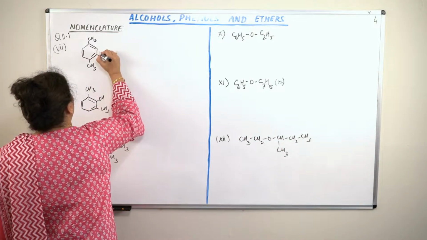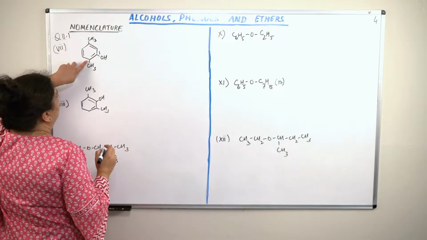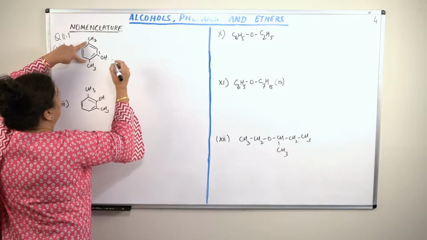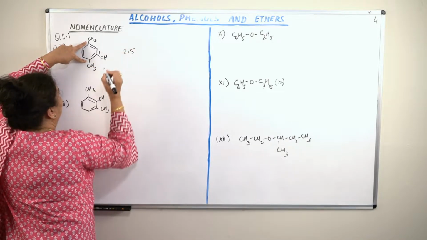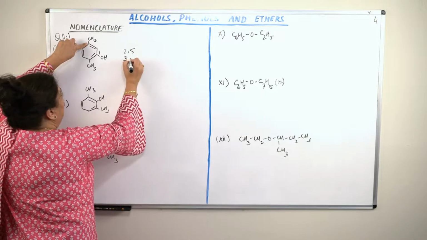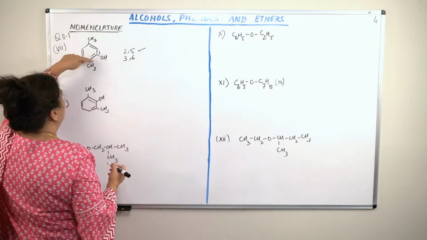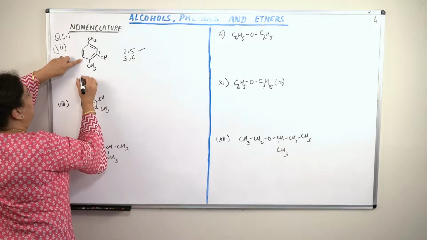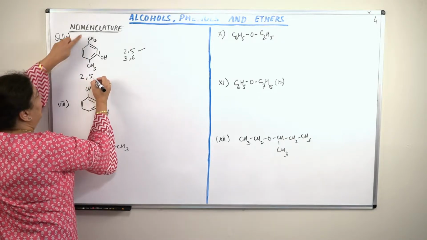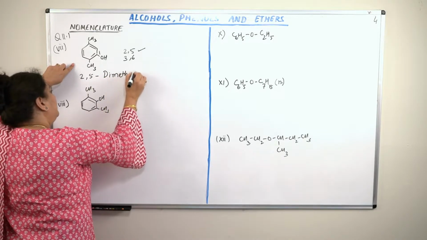Now I have to choose the locants for the methyl groups. If I count from this direction, the locants would be, 1 is OH, it will be 2 and 5. But if I count in this direction, 1, 2, 3, this will be 3 and 6. The lower locants are 2 and 5. Therefore, I will count in this direction. So I'll write the name. It will be 2, 5-dimethyl phenol.